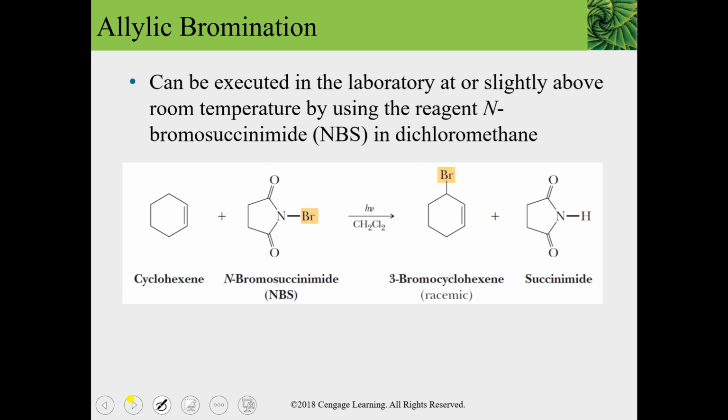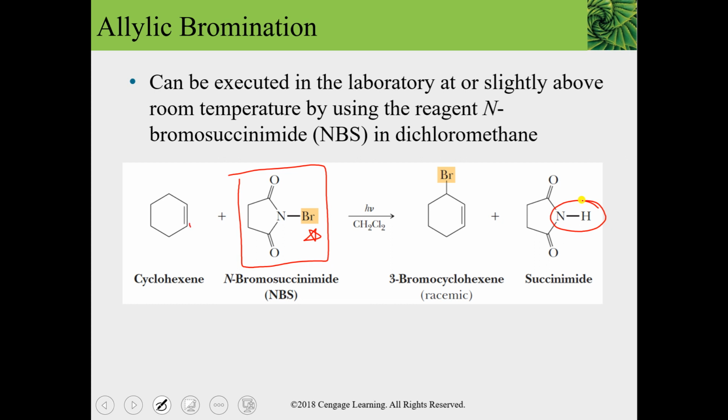Now, we can do an allylic bromination with also what we call N-bromosuccinimide, NBS for short. The structure looks like this before the reaction, and it's this bromine right here that's going to come in and attach itself to the allylic carbon. And in the end, what we're going to get is this hydrogen-saturated nitrogen, and we call this just plain old ordinary succinimide. So you'll see in the product side, the bromine will attach to the allylic carbon.